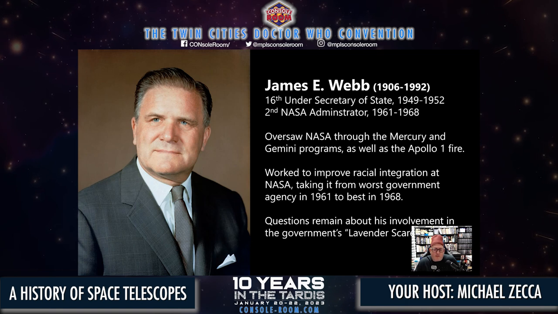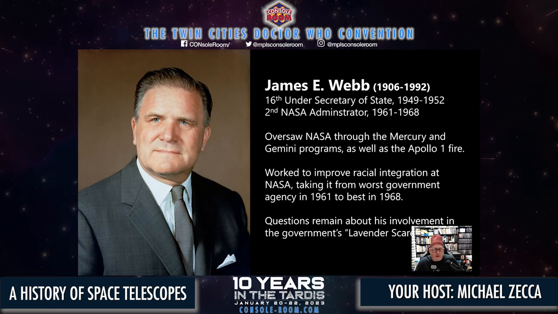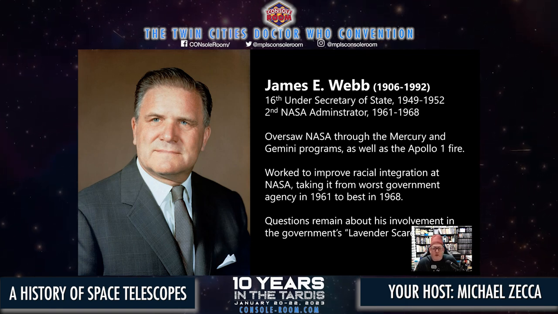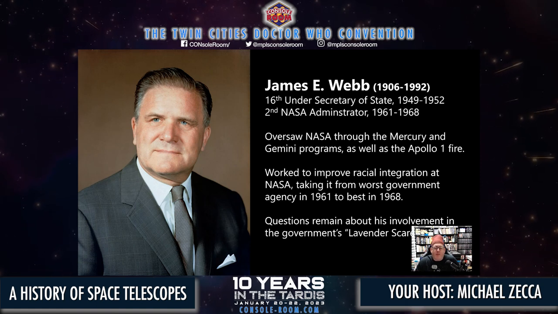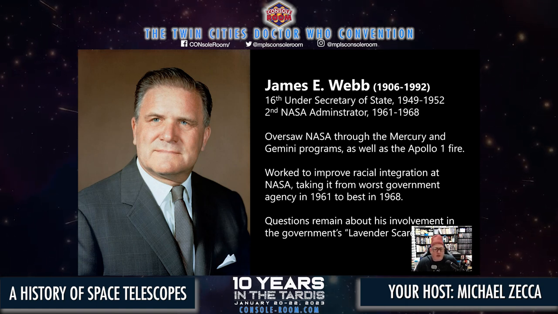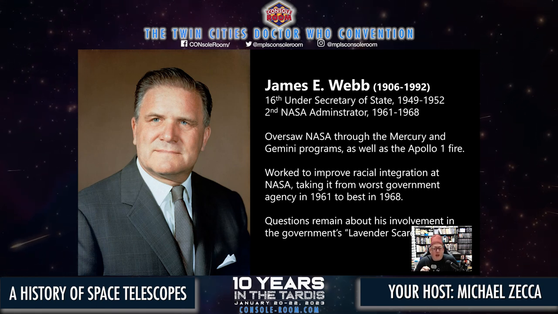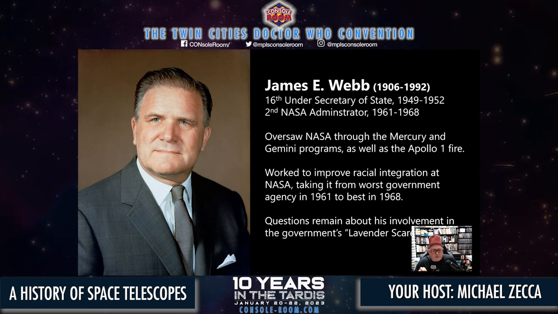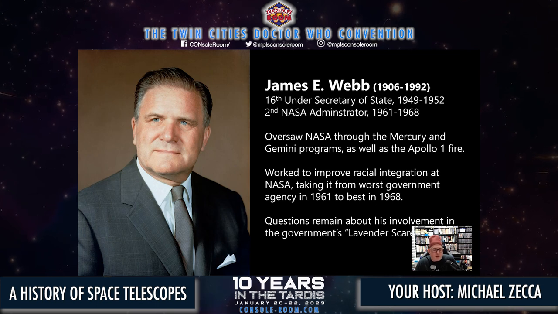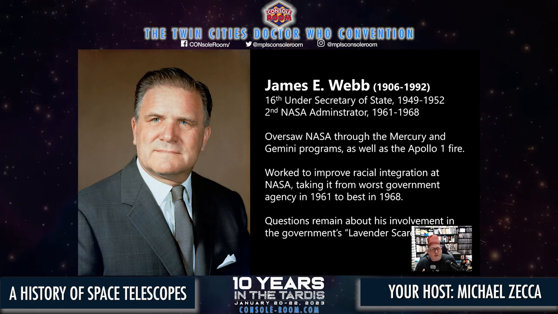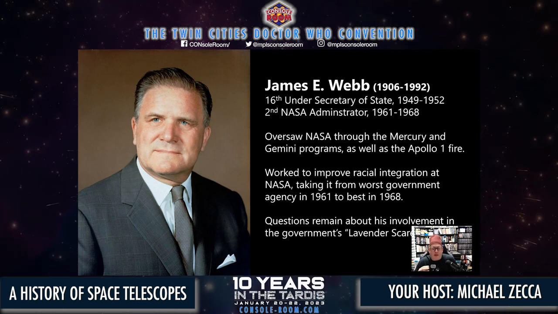A real positive of James Webb: when he came into NASA, it was the worst government agency of all the federal government agencies when it came to racial integration, ethnic diversity in the workforce and management and so on. By 1968, he'd turned it into the best department in government when it came to racial integration.